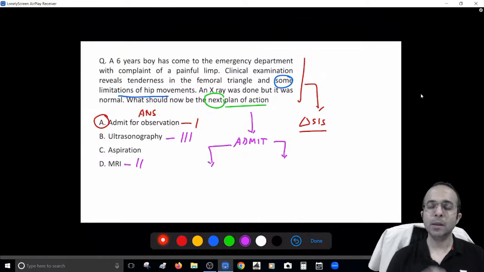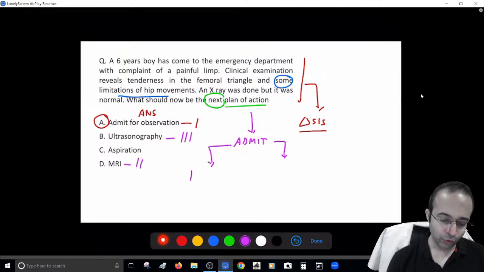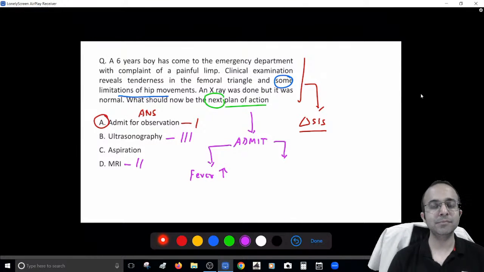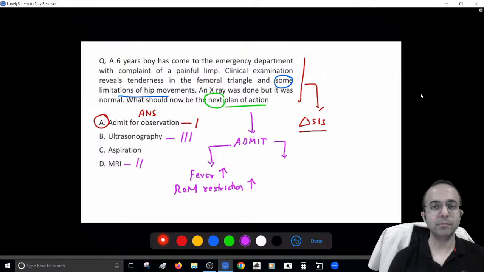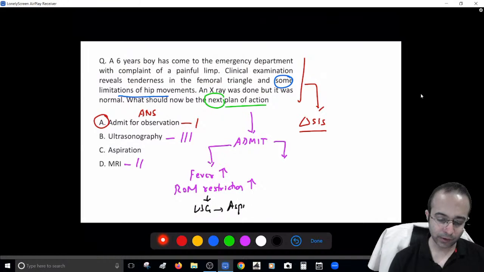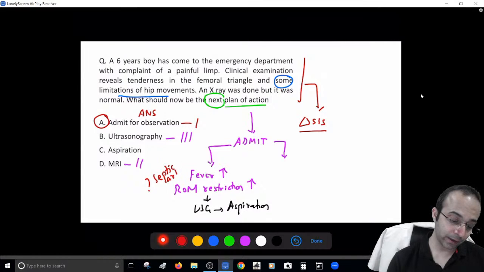Okay. Now when you admit him and observe, you find the fever is persisting and going up. The range of motion restriction also goes up. This is where you have to go with ultrasound and aspiration, because now this could be going into septic arthritis at the hip.